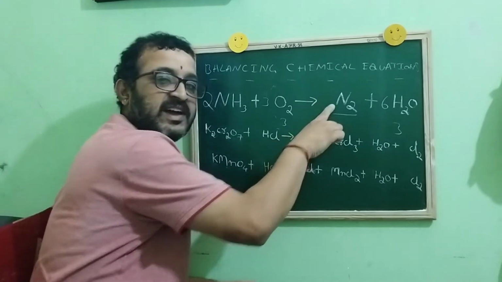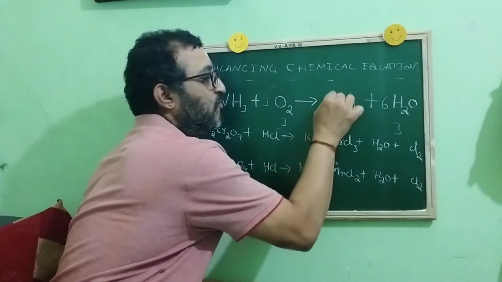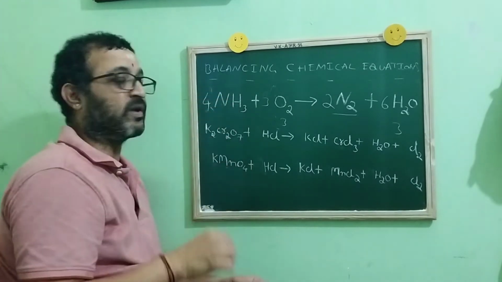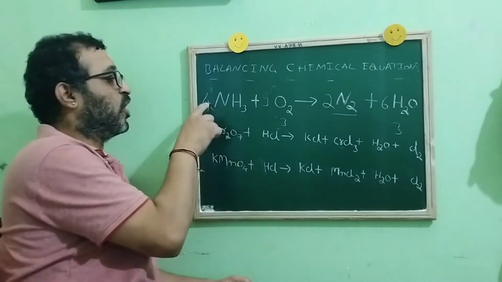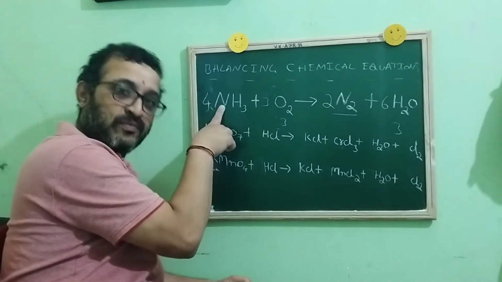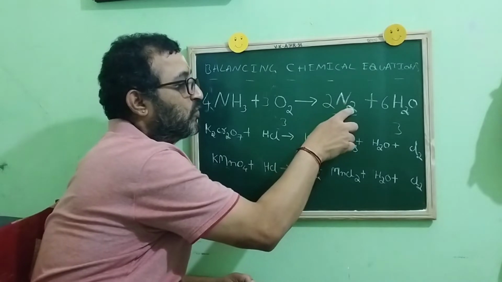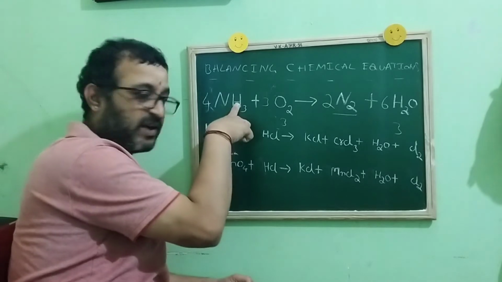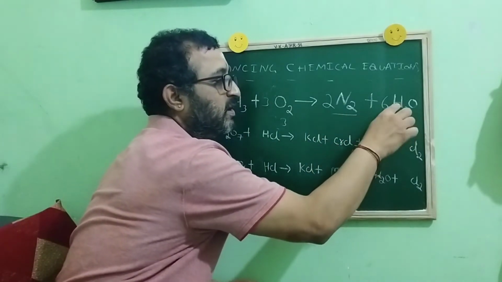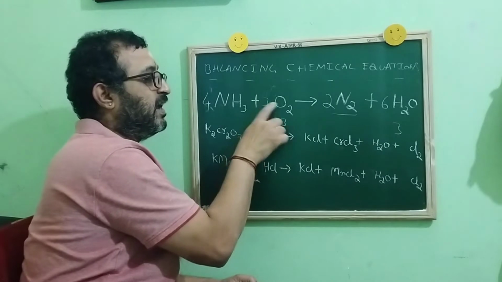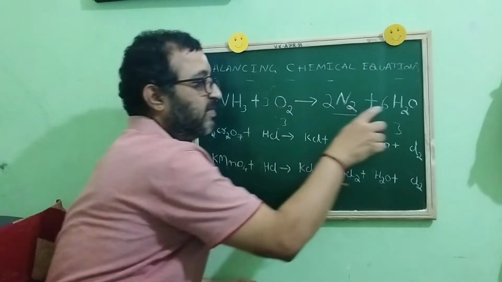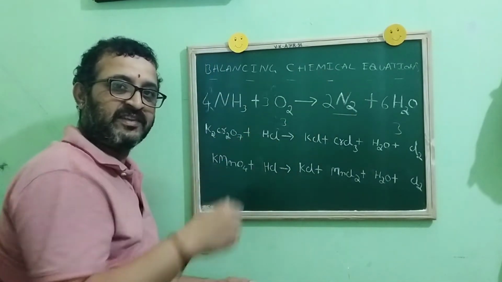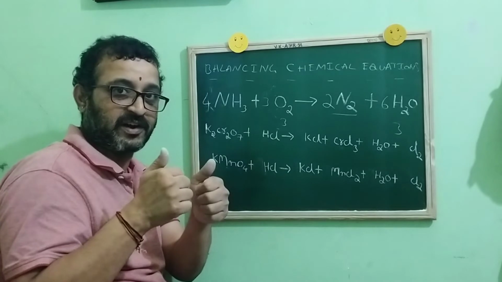6. Nothing is there means 1. Double of 1 is what? 2. And double of 2 is what children? 4. Now let us check whether the equation is balanced or not. 4 into 1 is what? 4. 2 2s are 4, right? 4 into 3 is what? 12 hydrogens. 6 into 2 is what? 12 hydrogens, right? 3 2s are 6 oxygens. Then 6 into 1 is what? 6. So, equation is balanced. Hope you have understood this one children, right?